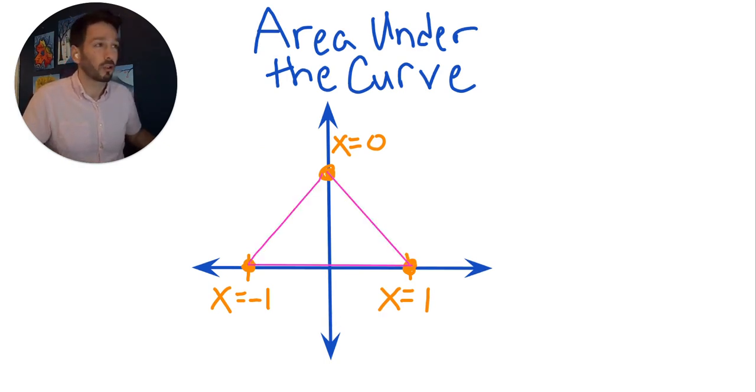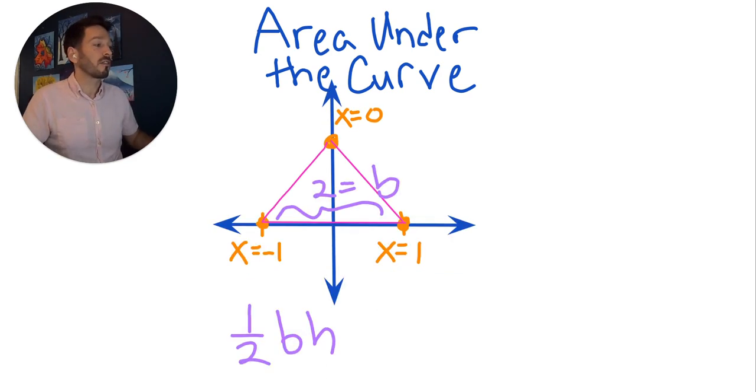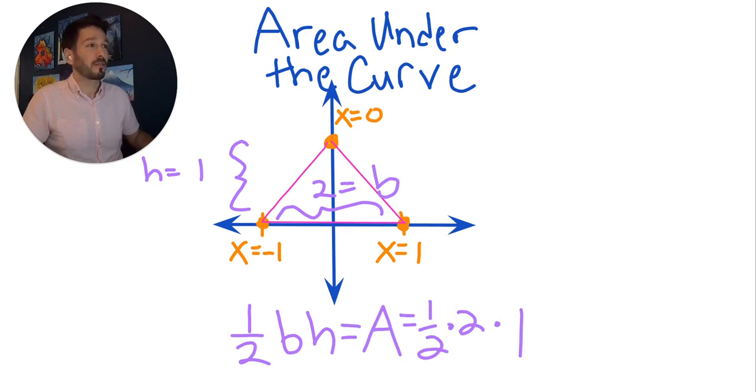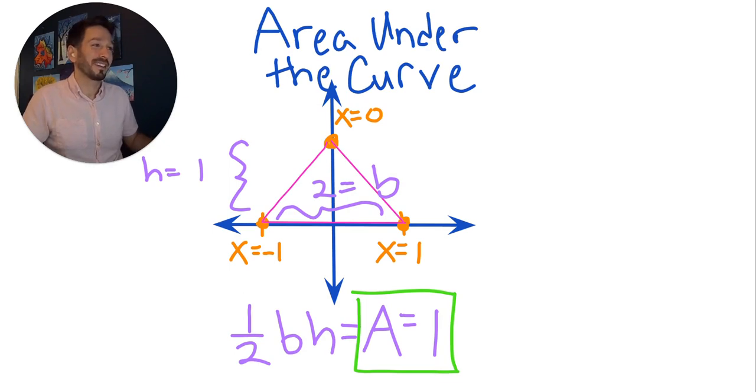We don't have to do an integral here. We can just do the area of a triangle. That's 1/2 base times height. Base is 2, height is 1. We have the area of our triangle, 1/2 times 2 times 1. That's 1. I hope this helps.